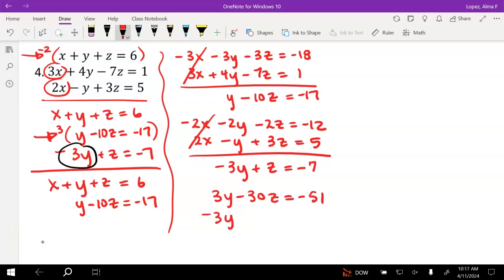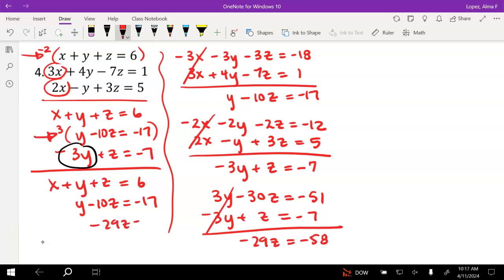The third equation didn't require any changes, so I'm going to go ahead and bring it over. The y's cancel. I get negative 29z is equal to negative 58. We've got that nice triangular form. Oops, I missed the z on the left-hand side. That's not nice. So I'm able to now solve.